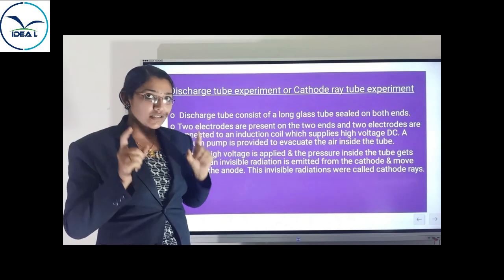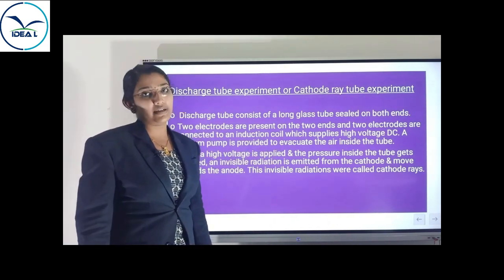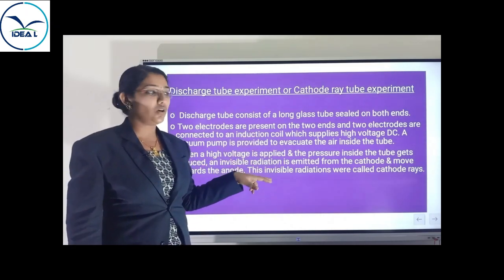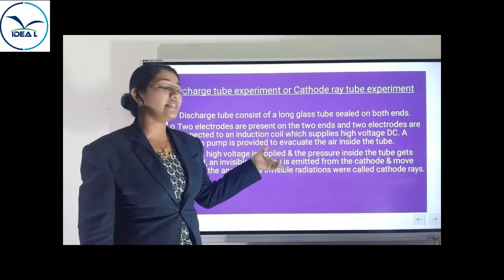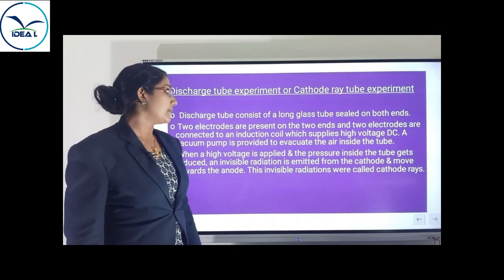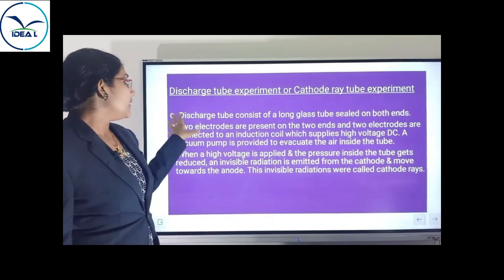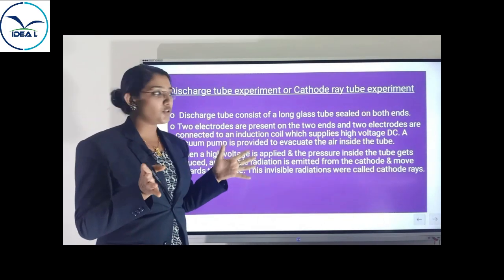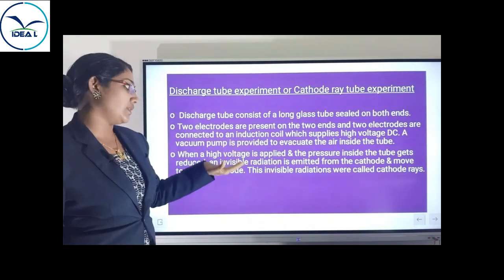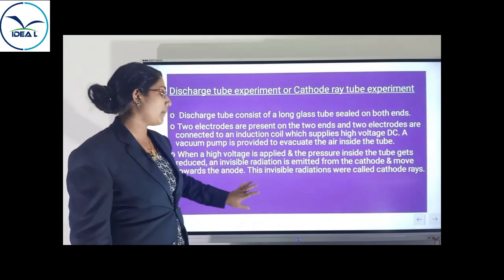So, these invisible radiations were called cathode rays because the radiations are emitted from the cathode, the negative electrode. So this radiation or ray is known as cathode ray or negative rays. Clear? So, the discharge tube experiment or cathode ray tube experiment: the discharge tube consists of a long glass tube sealed on both ends, then its arrangement, then its procedure. So this is what is meant by cathode rays.